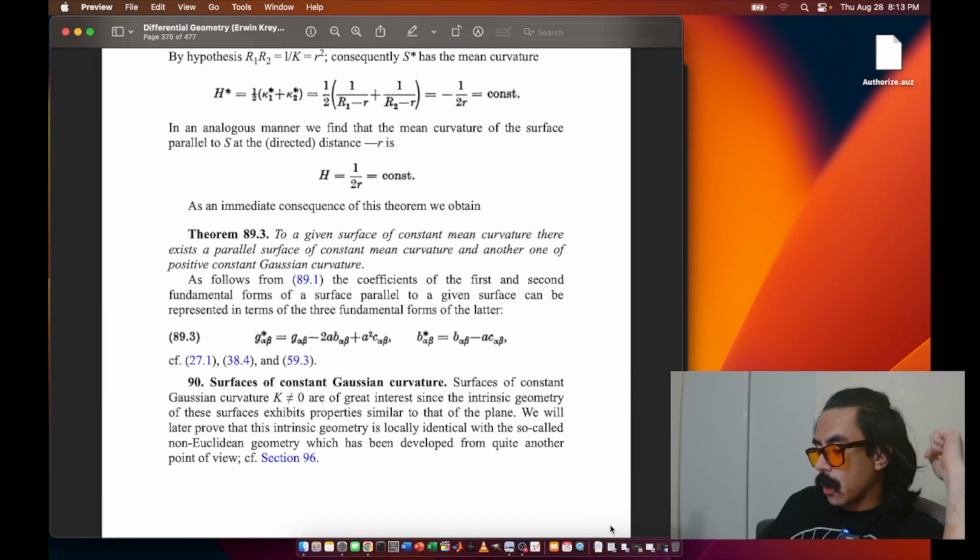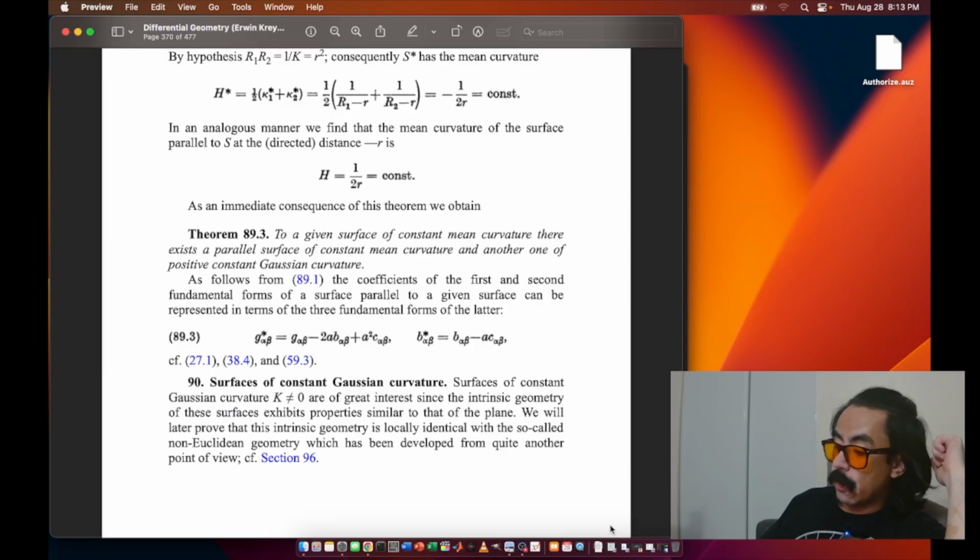As an immediate consequence of this theorem, we obtain theorem 89.3. To a given surface of constant mean curvature, there exists a parallel surface of constant mean curvature and another one of positive constant Gaussian curvature.